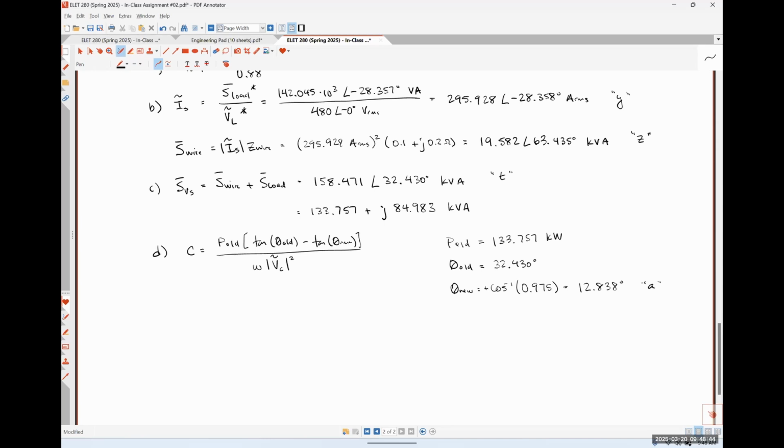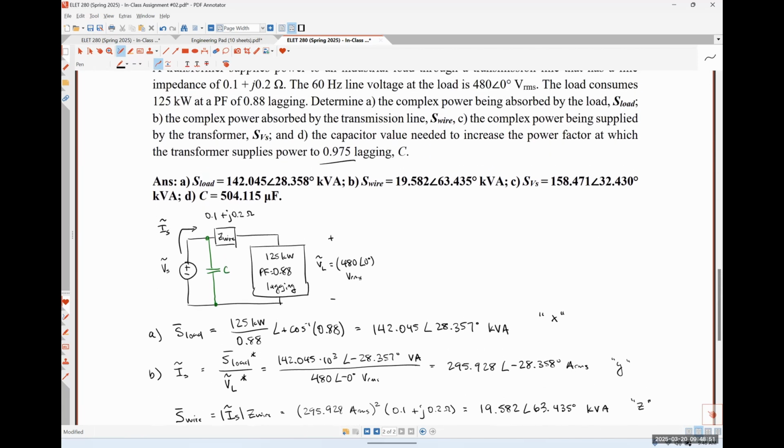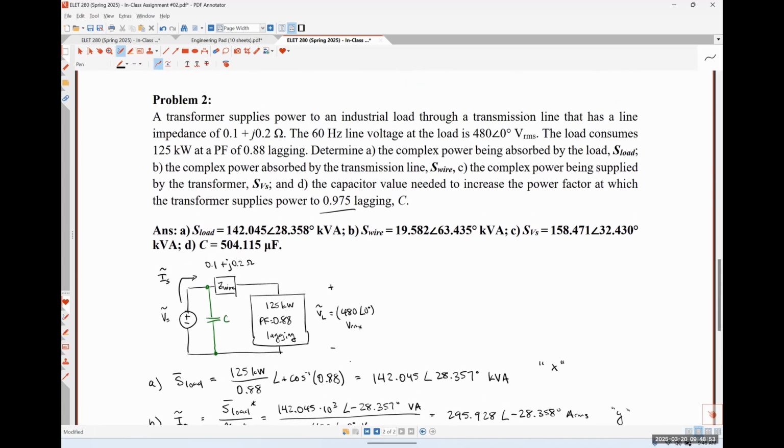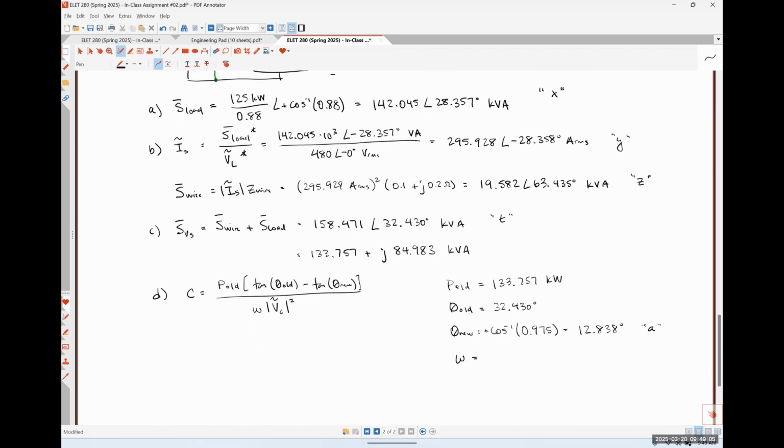Okay. Omega. We'll scroll up. So we are told that our system is operating at a linear frequency of 60 hertz. So what is omega going to be? 120 pi. Yep, so just 2 pi times our linear frequency.